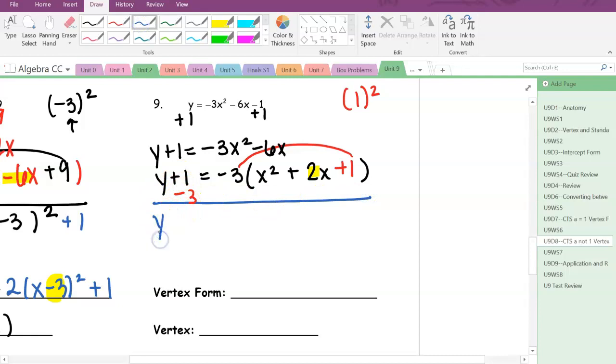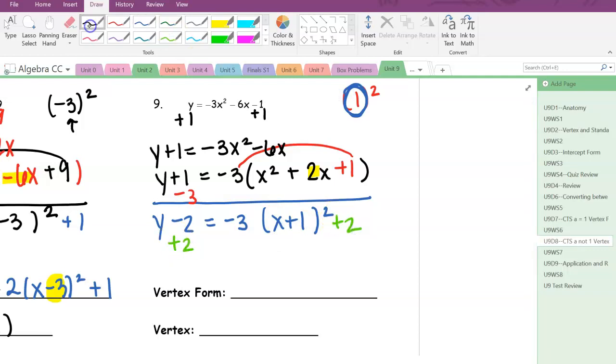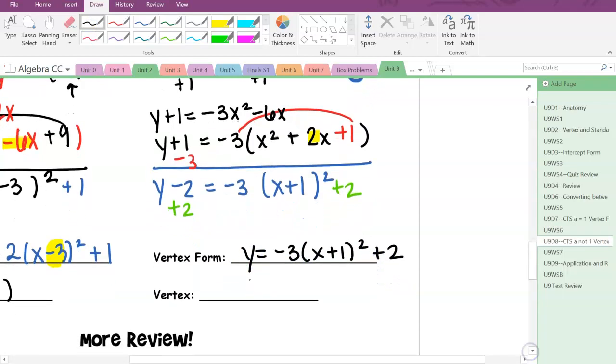Combine your like terms. 1 minus 3 is negative 2. Bring down your negative 3. Now it's time to factor. Multiplies to 1, adds to 2. Again, it's always going to be this guy right here. And finally, add your 2 back over. So we'll have y equals negative 3, x plus 1 squared, plus 2. And for your vertex, remember we changed the sign of the x, so negative 1, keep the sign of the y. Positive 2.